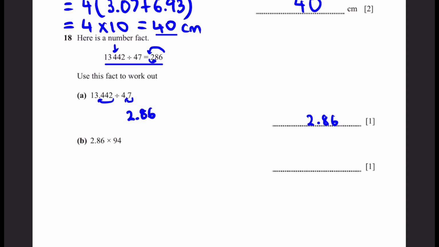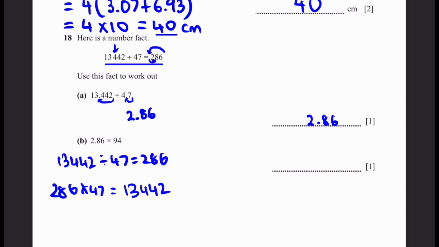B. 2.86 multiplied by 94. So 13442 divided by 47 is equal to 286. Then 286 multiplied by 47 is equal to 13,442. In the question it states 2.86, so the decimal place is moving 2 to the left. And so the decimal place in the answer will also move 2 to the left. So 2.86 multiplied by 47 equals 134.42.